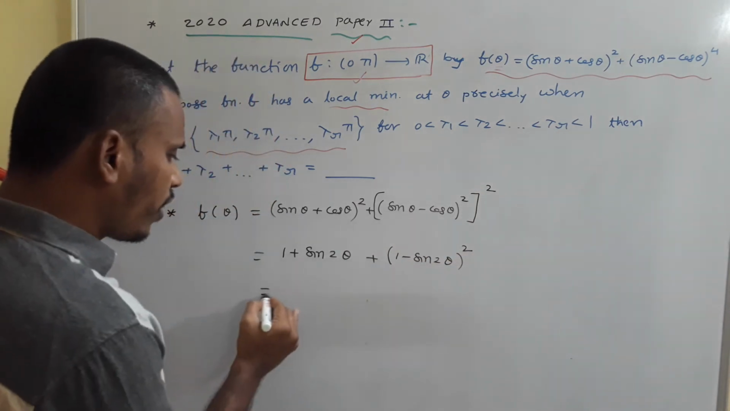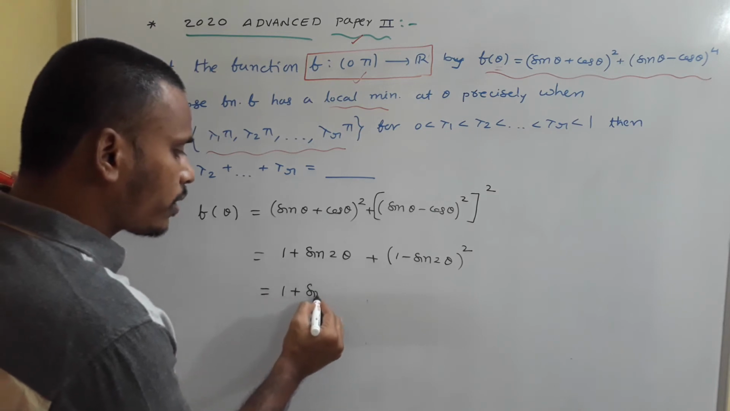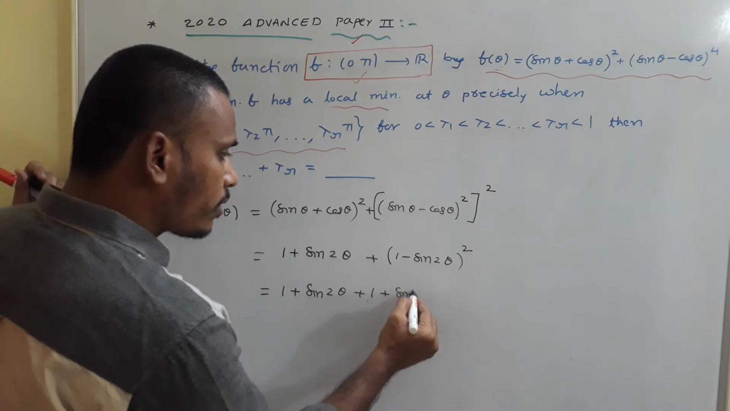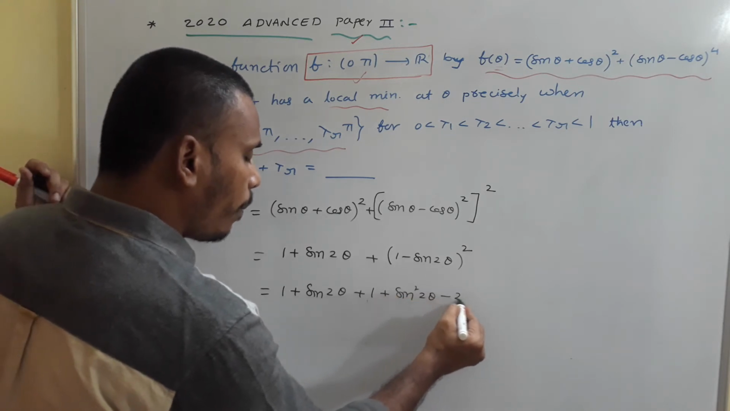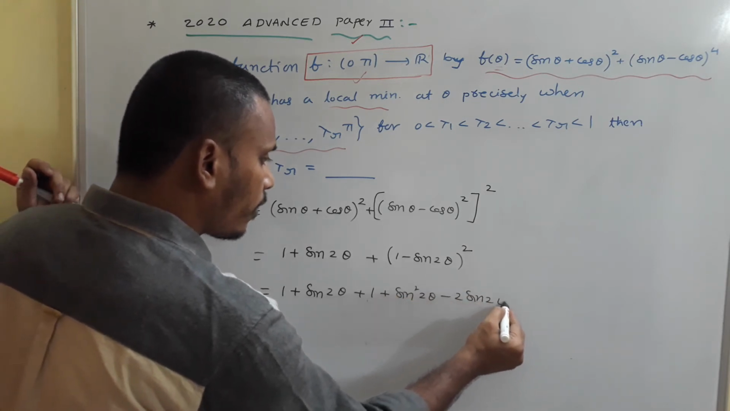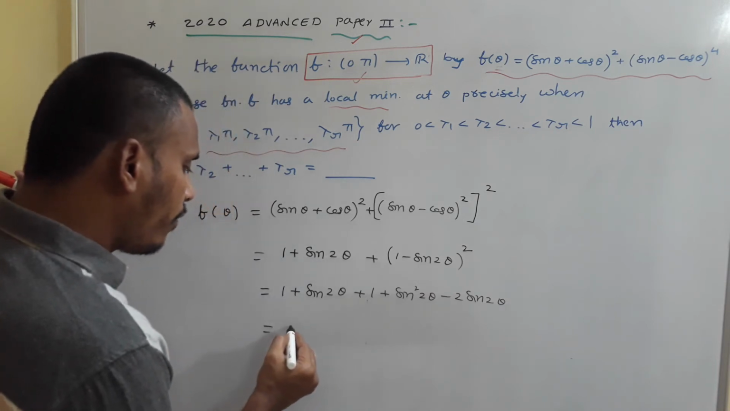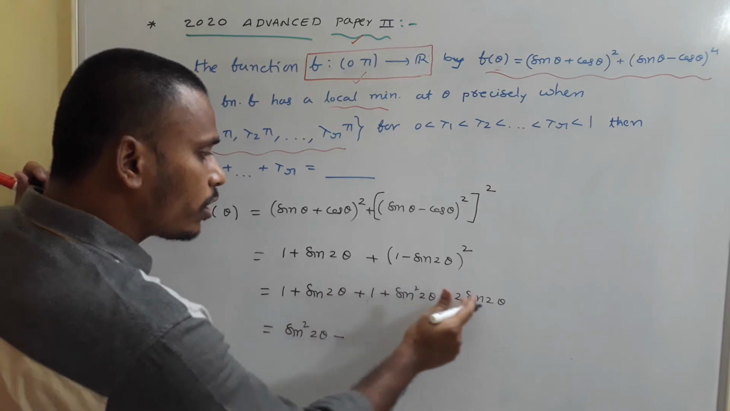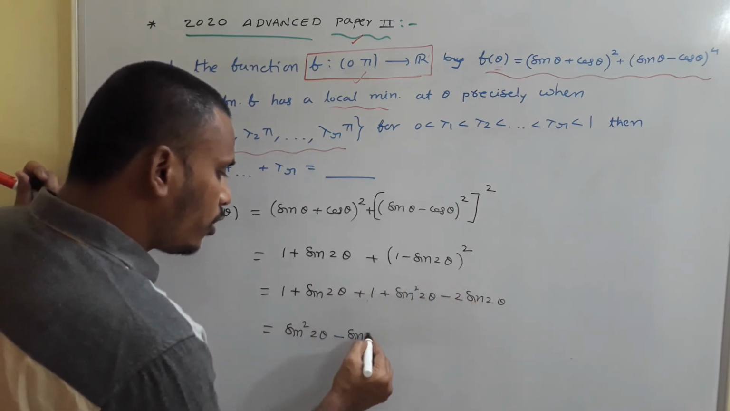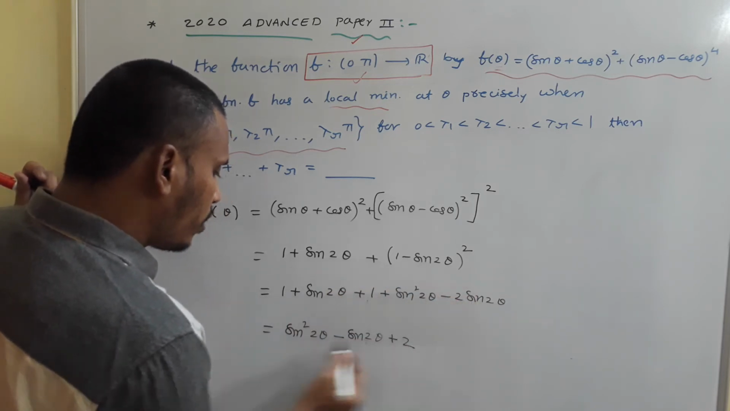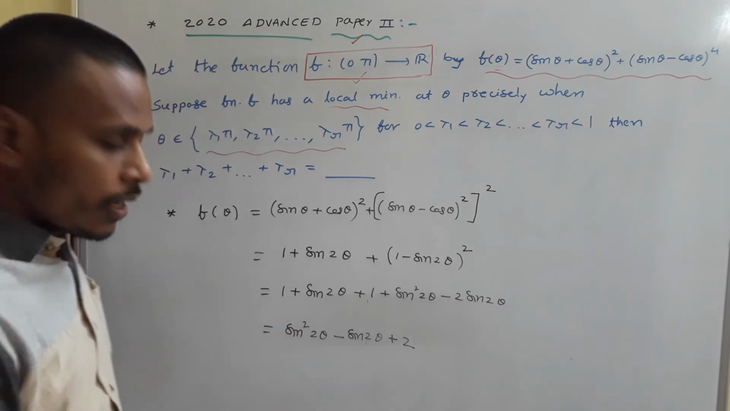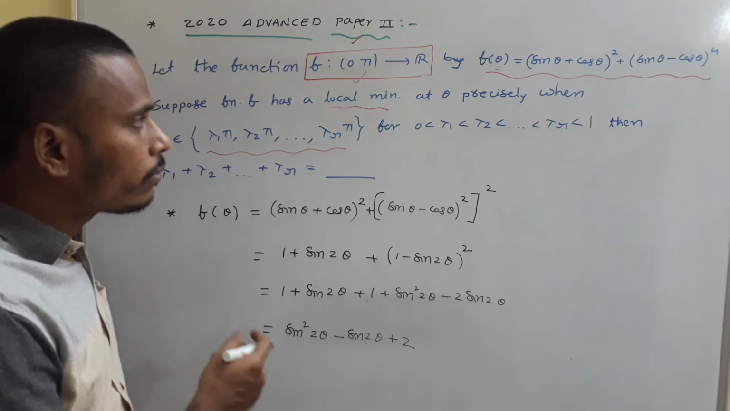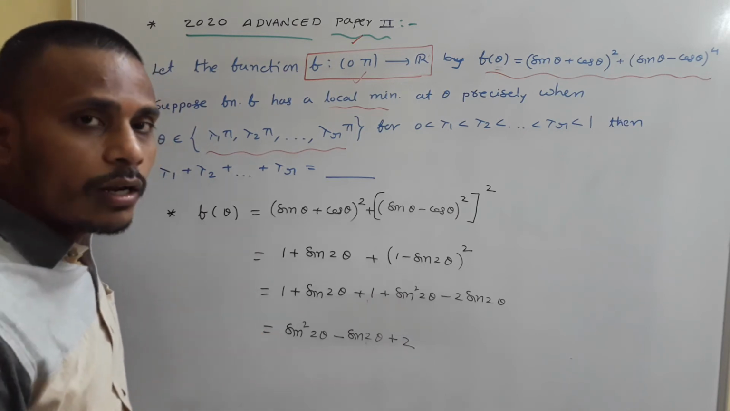Again go for the simplification. This equals 1 plus sin 2 theta plus 1 plus sin square 2 theta minus 2 sin 2 theta. And at the end what we have? We have sin square 2 theta, sin 2 theta minus 2 sin 2 theta is minus sin 2 theta, plus 2. This is f of theta. And we need to find out theta at which this function has local minima.